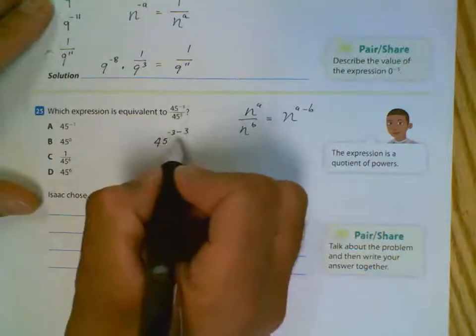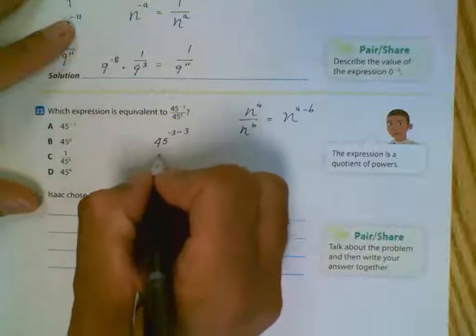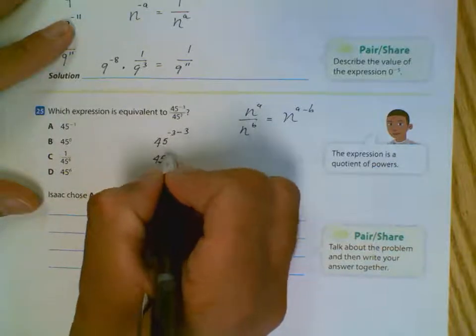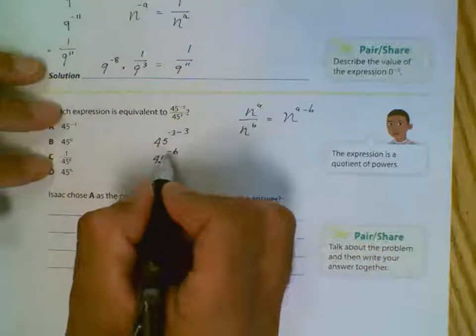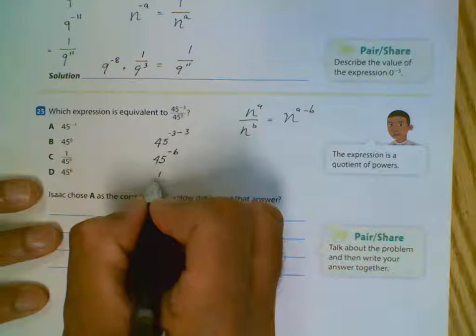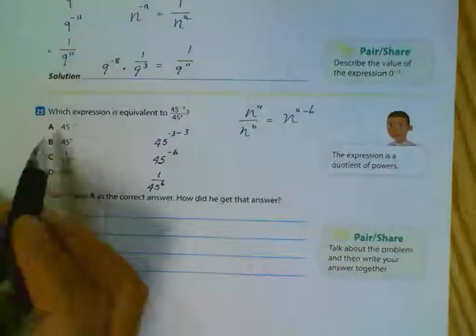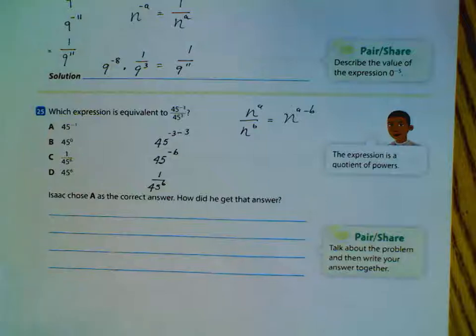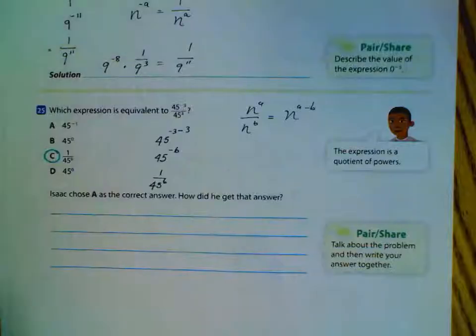In this case, we're going to add these two negative numbers. So negative 3 minus 3 is equal to 45 to the negative 6th power. Remember, we cannot have negative exponents. So in this case, I have 1 over 45 to the 6th power. So which one? A, B, C, or D? In this case, the right answer is C.